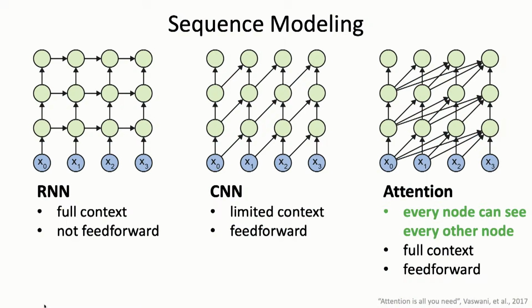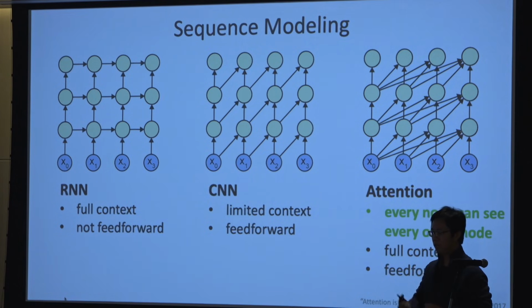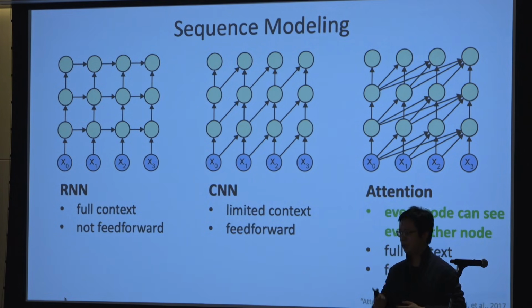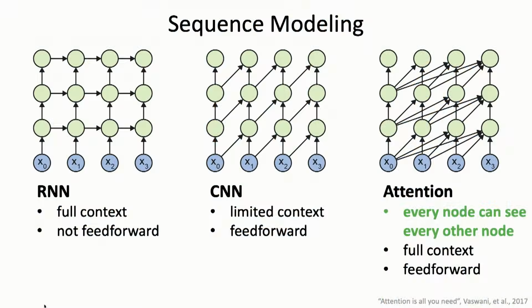However, on the other hand, also because of this property, the computation of recurrent neural network is not feed-forward. That is to say, in order to compute the outputs of this neuron, you need to wait for the outputs of all the previous neurons to be finished. So this behavior is not friendly to parallel implementation in GPUs. So in practice, the recurrent neural networks are not efficient in GPU implementation.